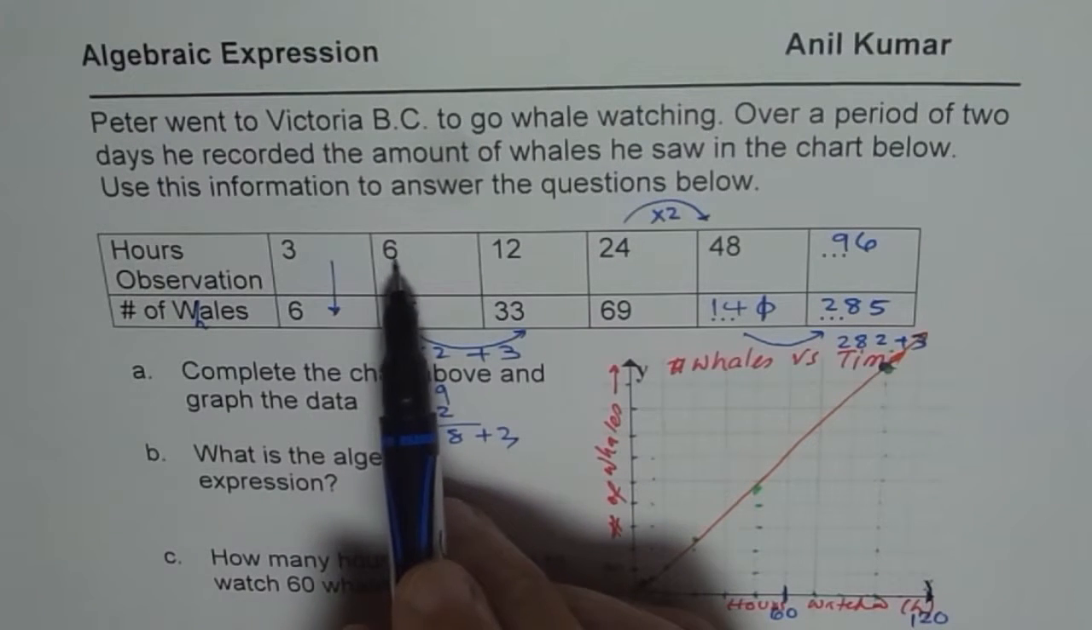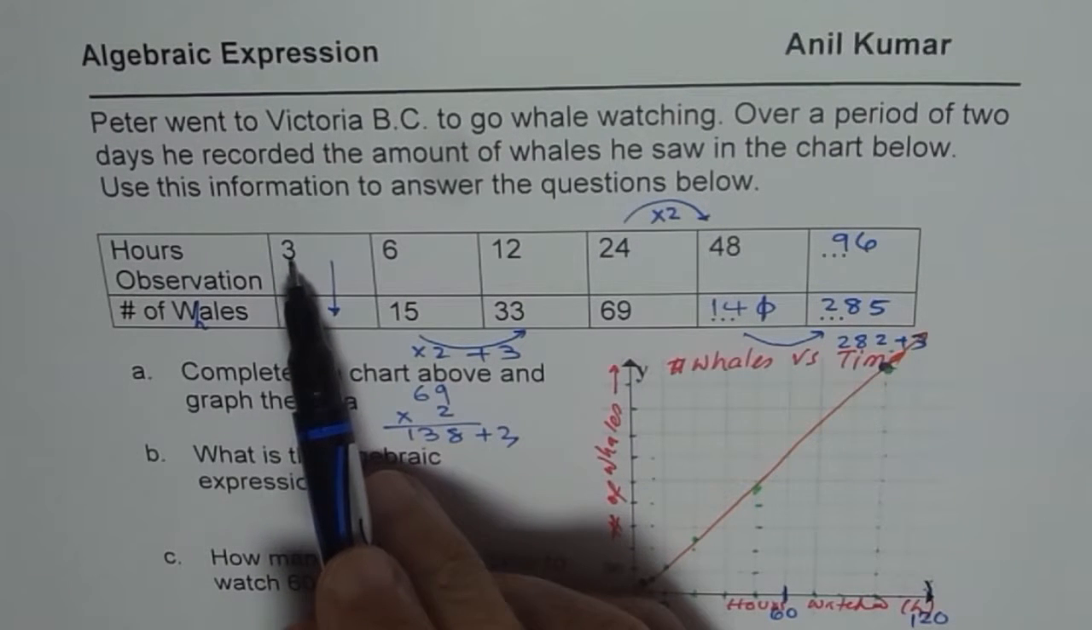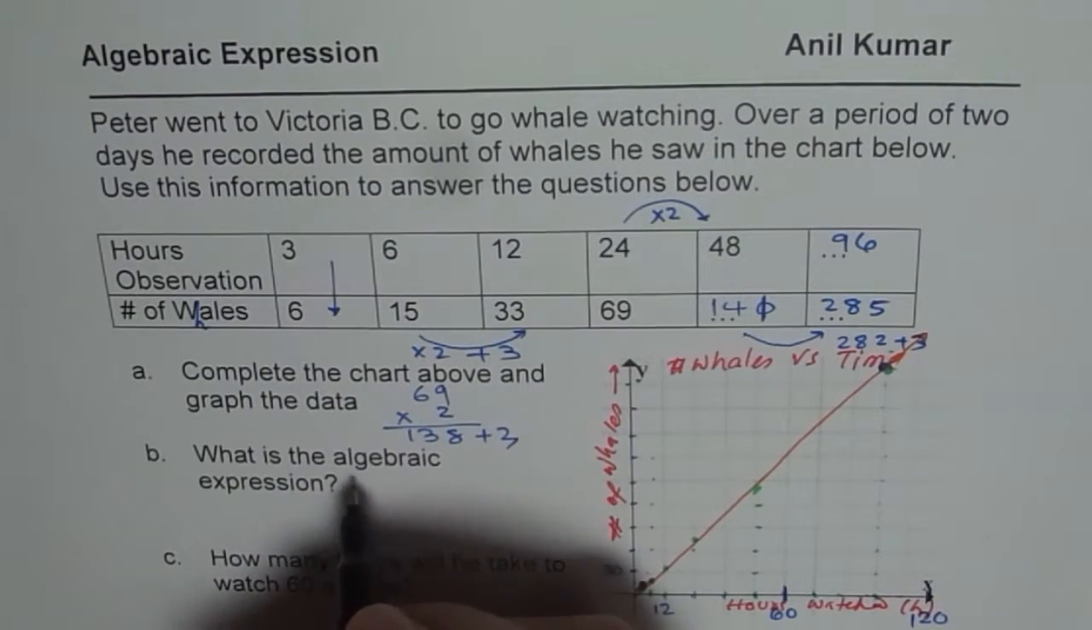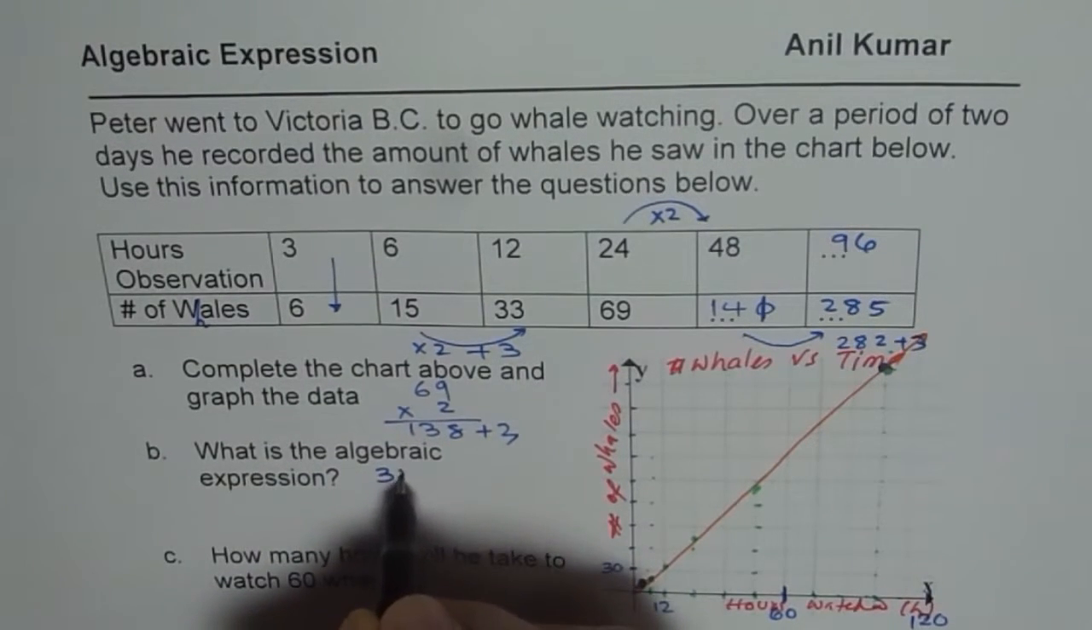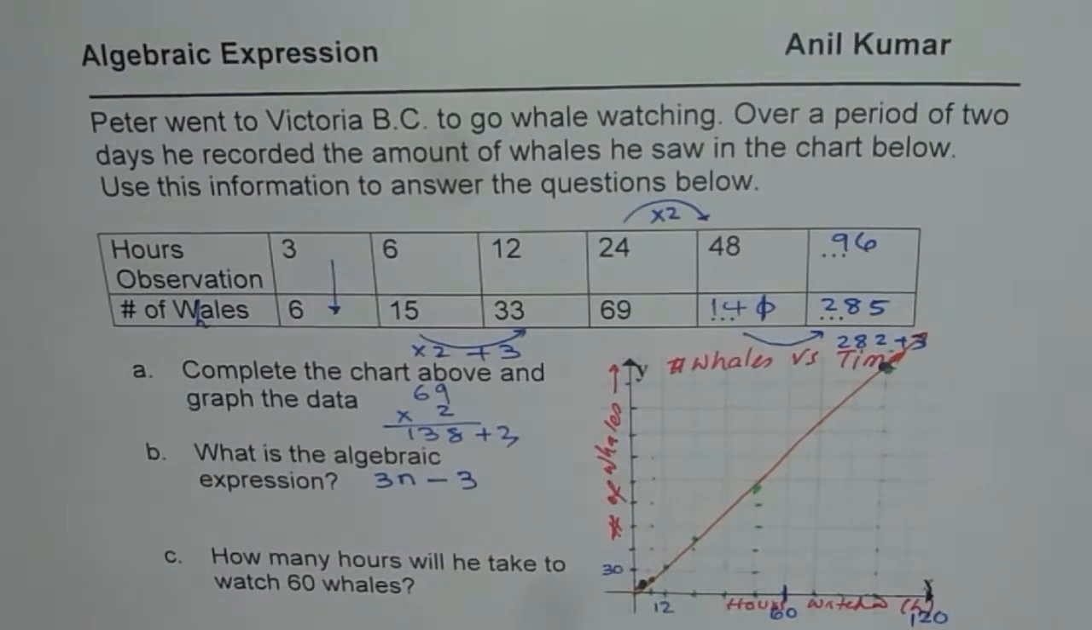Okay, let's go back. 6 times 3 is 18. 18 and 3 less is 15. That works. 3 times 3 is 9, and 3 less is 6. That works. So we could write an algebraic expression as 3 times n, and then take away 3. This is one way of doing it. Do you understand? This is one way of doing it.